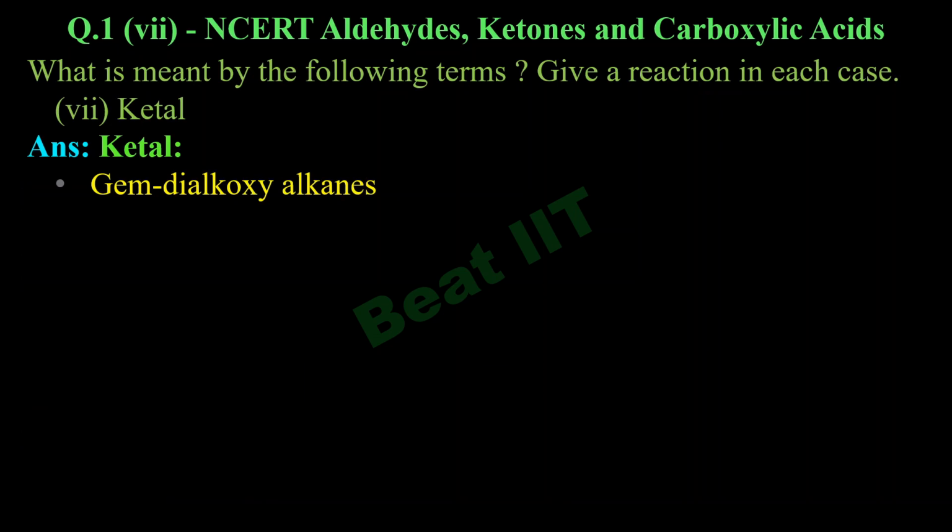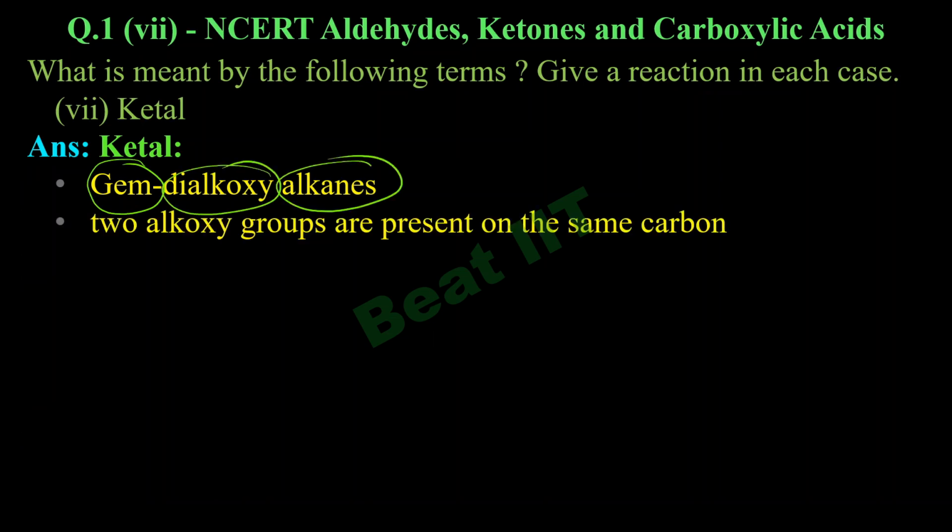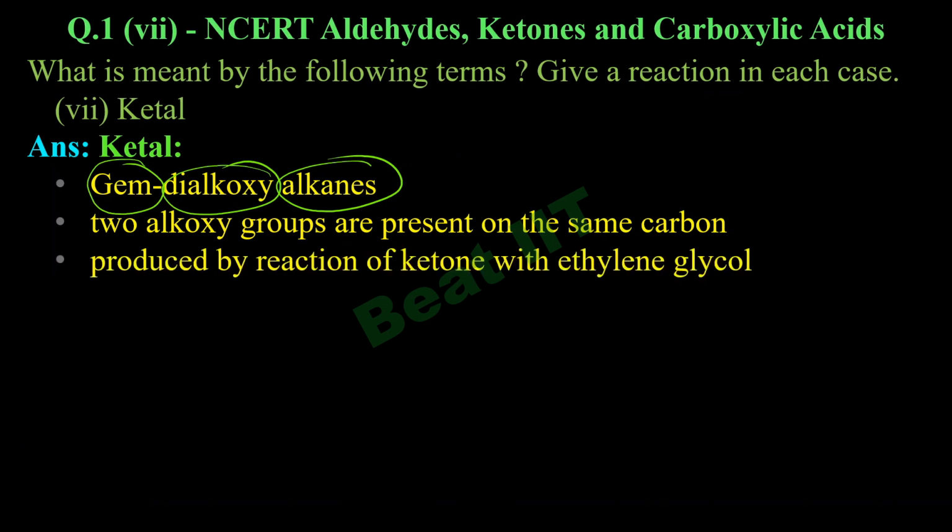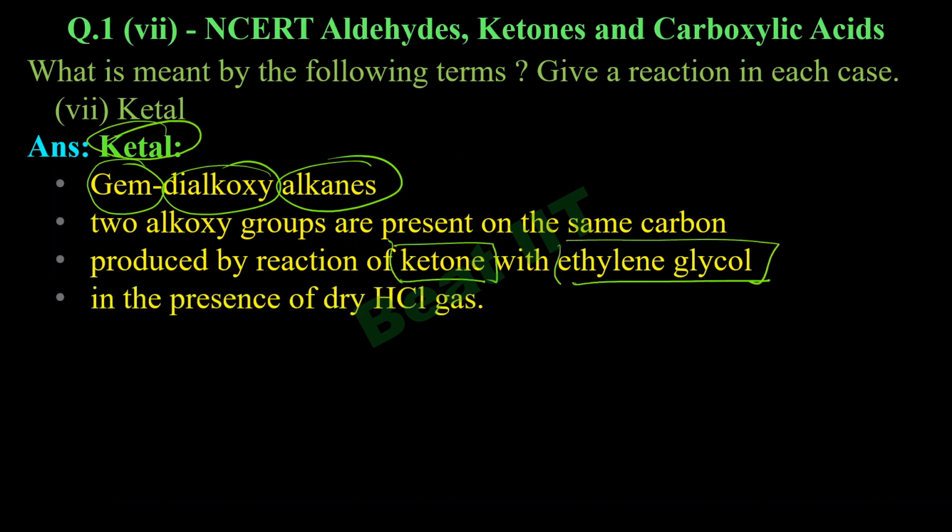Gem dialkoxyalkanes. Again, geminal means on the same carbon you have dialkoxy type of alkanes. Two alkoxy groups, as I said, on the same carbon, that's why geminal, produced by reaction of ketone with ethylene glycol. Just you need to remember, when we are talking about ketals, it is about ketones in the presence of dry HCl gas.